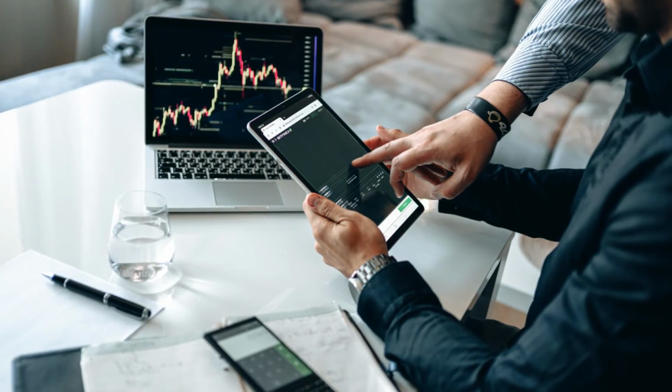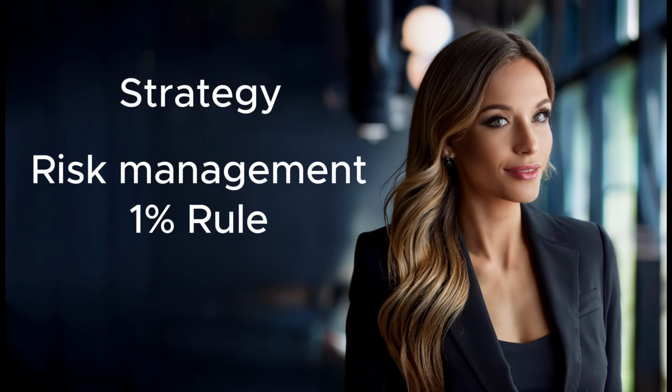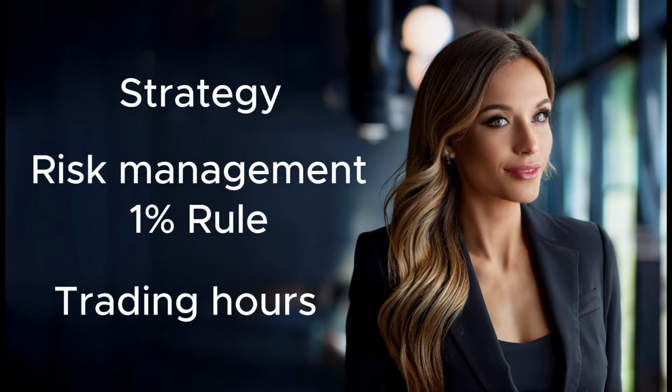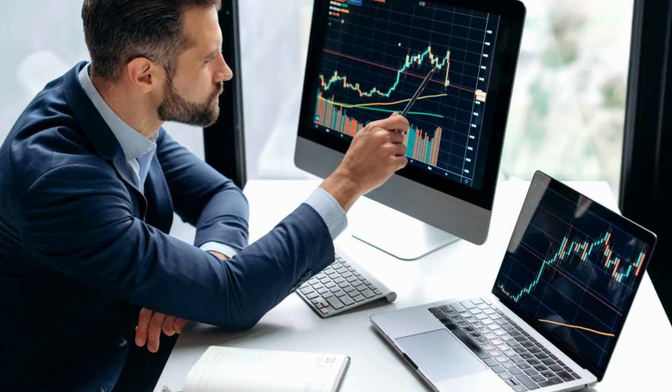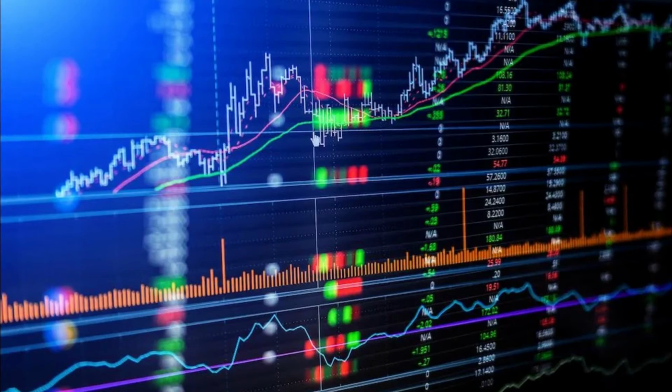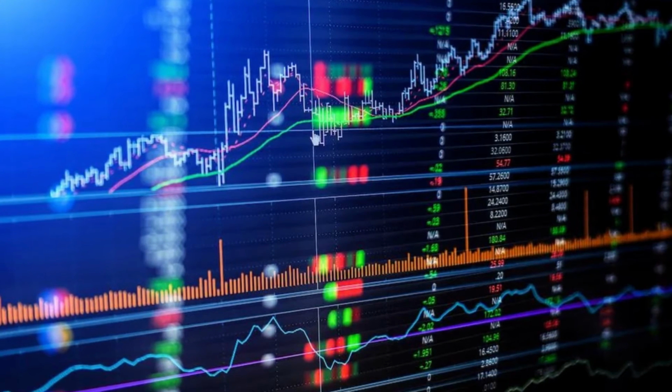Building a trading plan. A trading plan is your roadmap. It should include your strategy, risk management rules, and trading hours. Write it down and stick to it. Include entry and exit criteria, the type of assets you will trade, and how you will track your performance. Having a solid plan will keep you focused and reduce impulsive decisions.